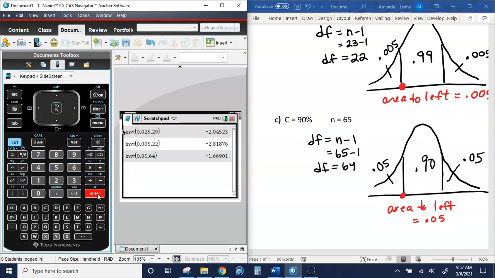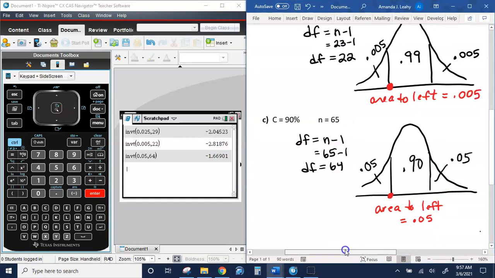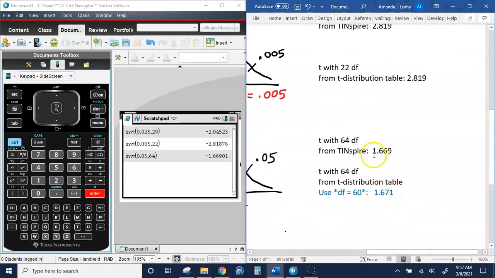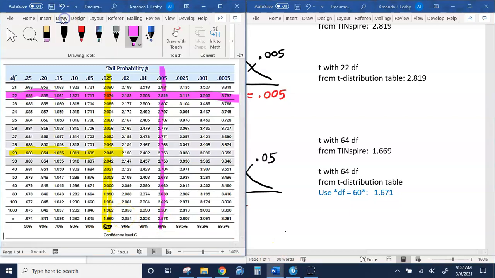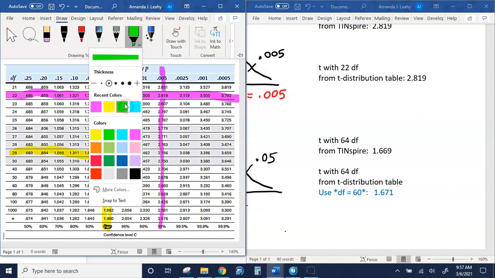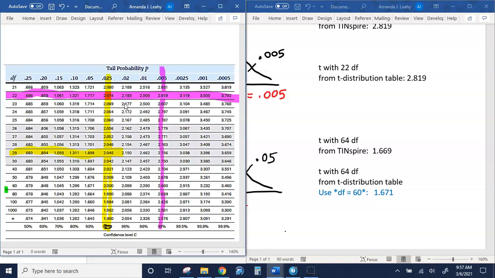Enter. All right, this gives me an inverse T of negative 1.669. Okay, so remember the one on the right would be the positive version of that. So in my TI-Nspire, I get 1.669. Now, when I go to look on the statistical table for this, I have a little bit of an issue, and the main issue is that when I look on that left side for the degrees of freedom, there is no 64. I've only got 60 and I've got 80. So one's too big and one is too small. And my number is somewhere in between.